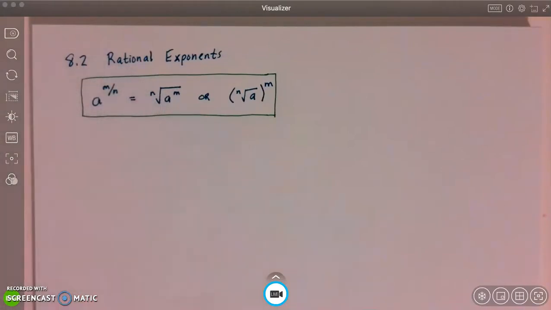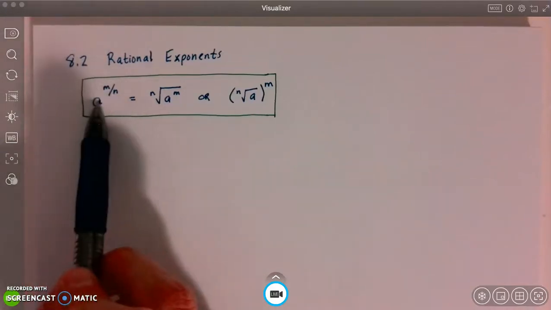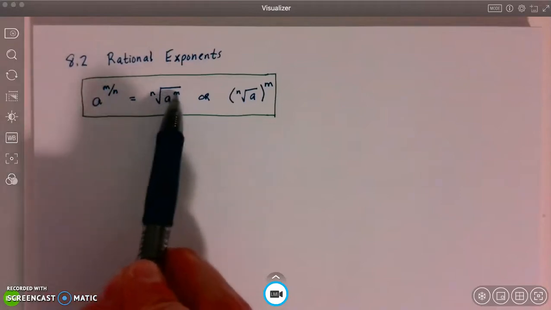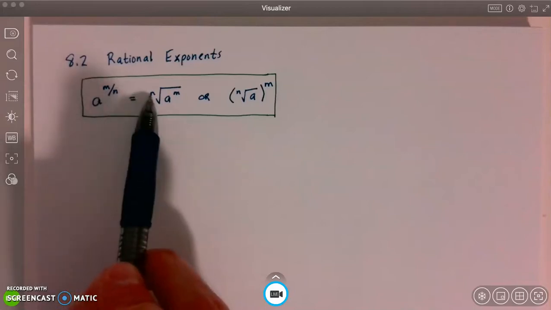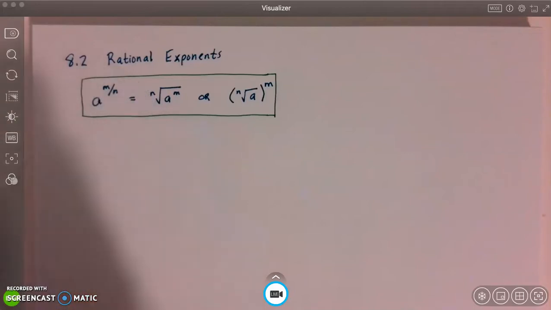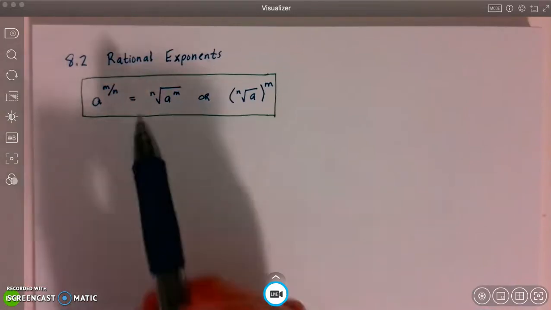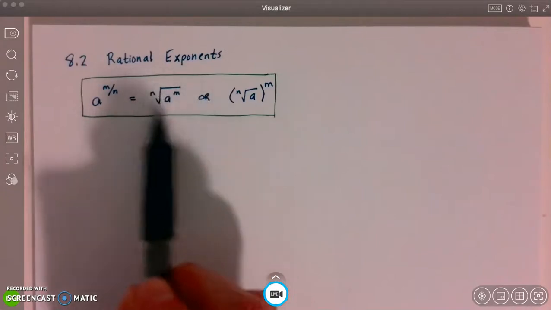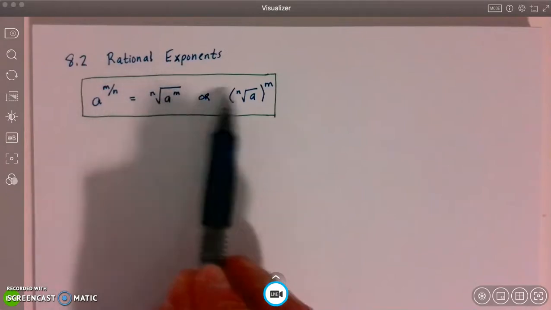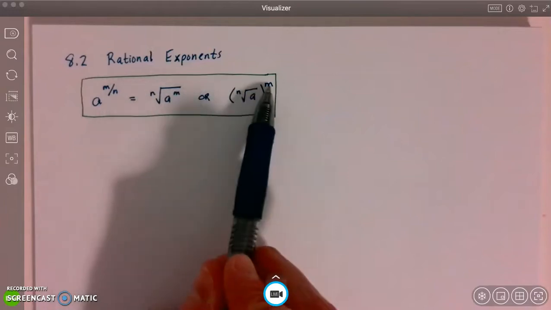So we have to be really careful with where we place each number. The numerator, which we're calling m, stays with the base a, so it stays inside the radical. The n, the denominator, becomes the index. All right, and there's actually a second way that we can write that because sometimes it's really convenient. You can take that m out and you can put the entire radical with the index in parentheses, and you can put that exponent outside.